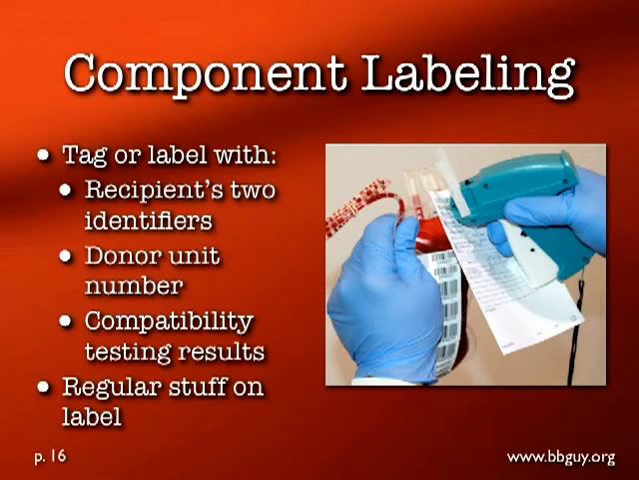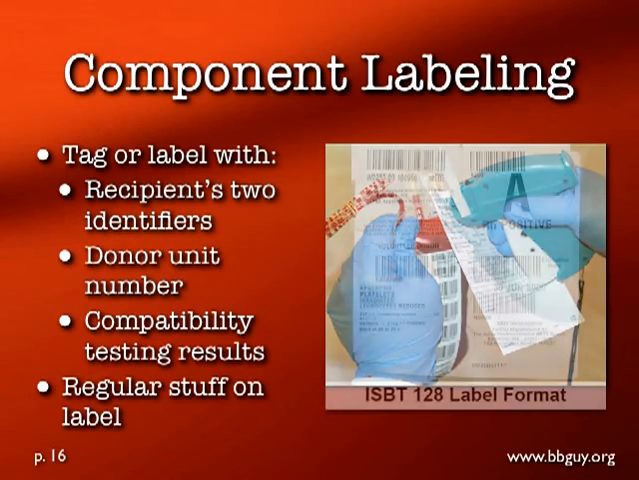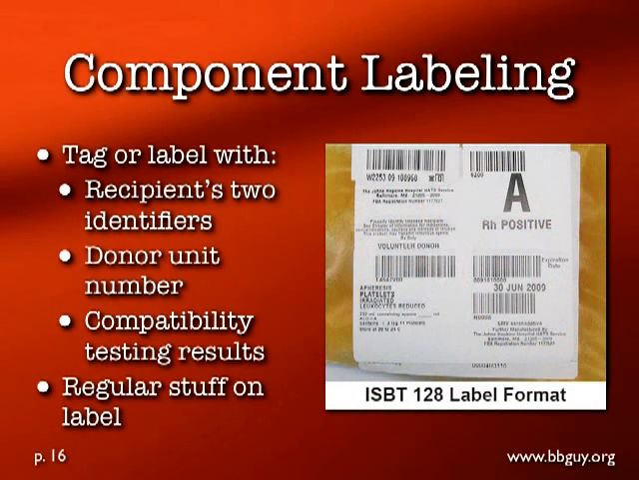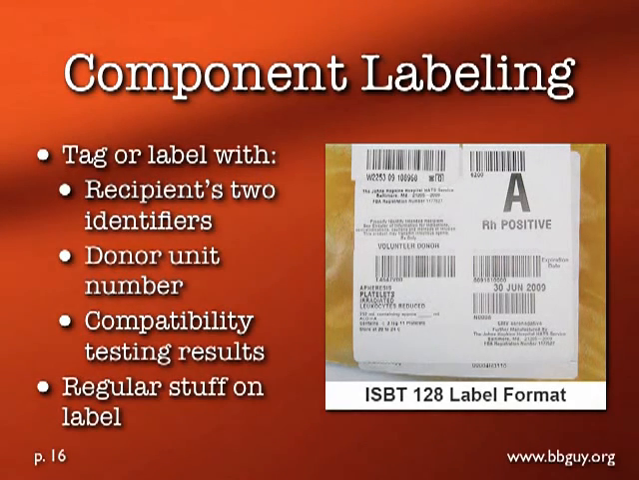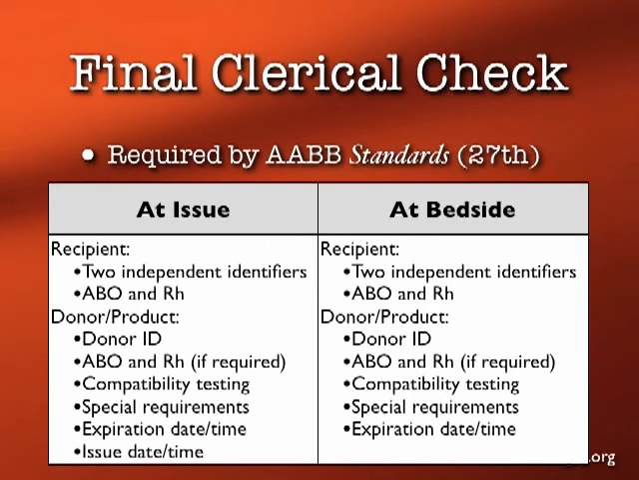And it also has obviously the regular stuff that's on the label that you would normally see, and this is an ISBT label that you see right here from Johns Hopkins. All that needs to be on there as well. But what we're talking about is the compatibility testing label and the pre-transfusion testing label that shows those results and must be on there as well.